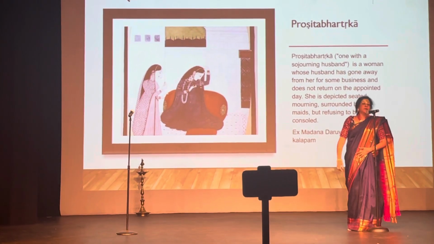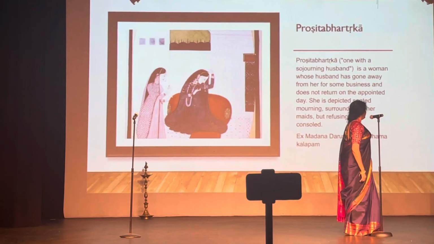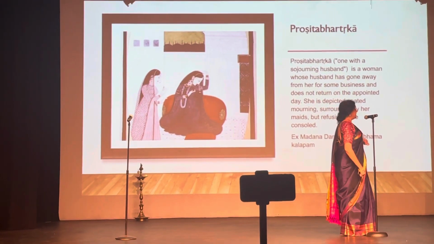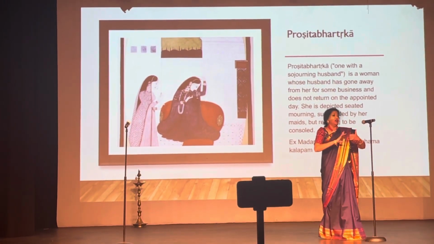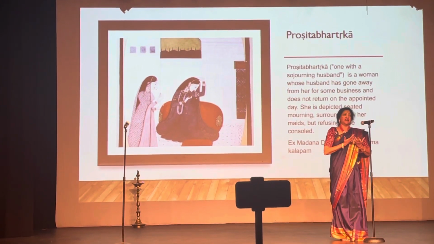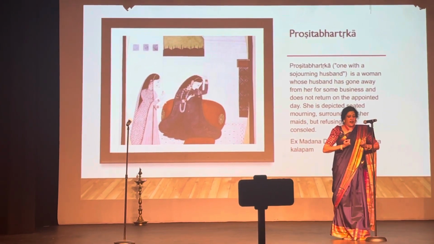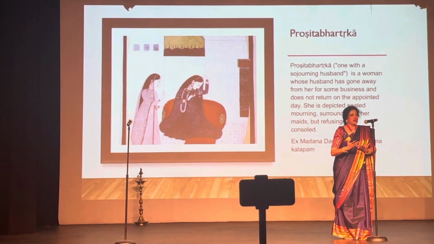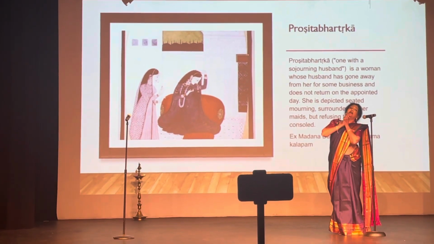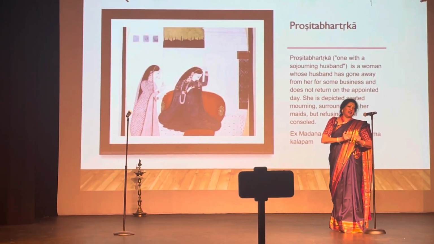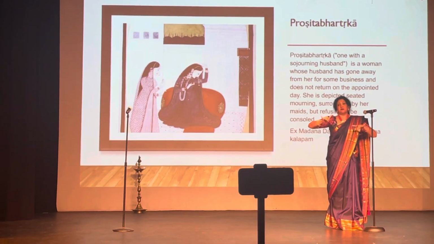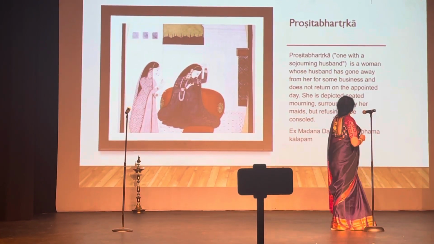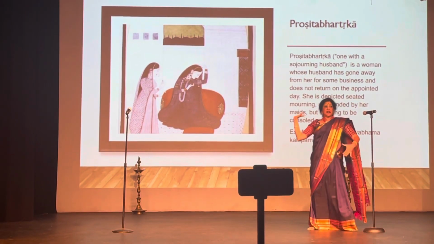Proshita Bhatrika is a married woman or a woman in love whose husband has gone away. Even if it is temporarily, she just can't handle the separation from the husband. So she's very sad. She's trying to get him back. Asks all the Sakhis, where is my husband? Have you seen him? Like for example, Madana.